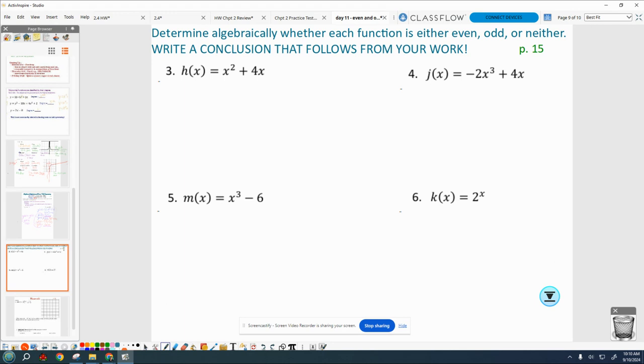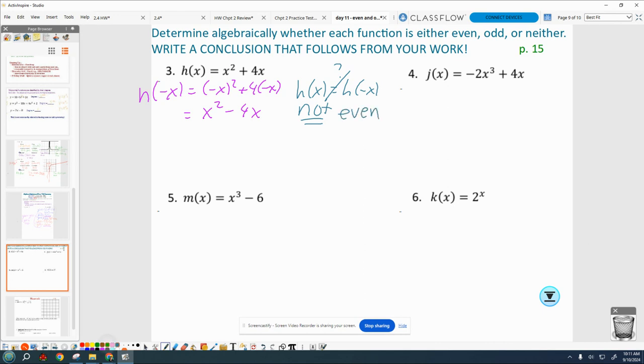So the very first test for any of these things: what happens when we do negative x? Negative x squared becomes positive x squared. 4 times negative x is negative 4x. Are they equal? Grady says no. Because they're not equal, it is not even.